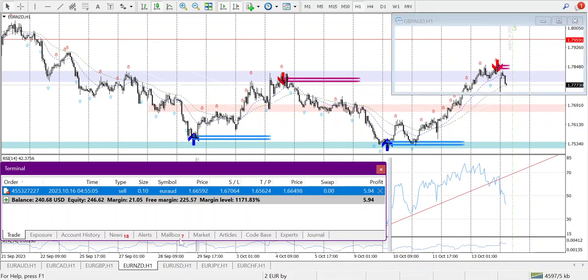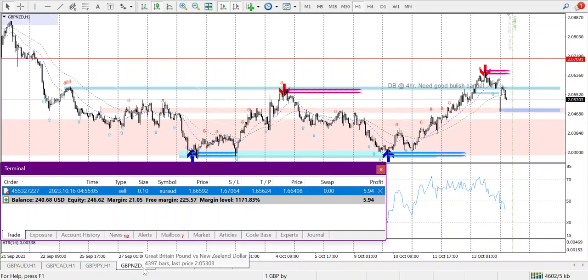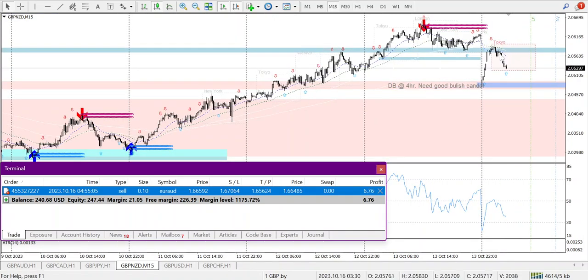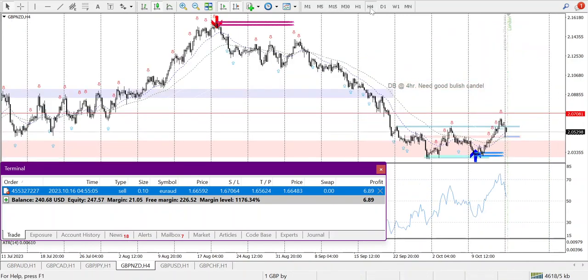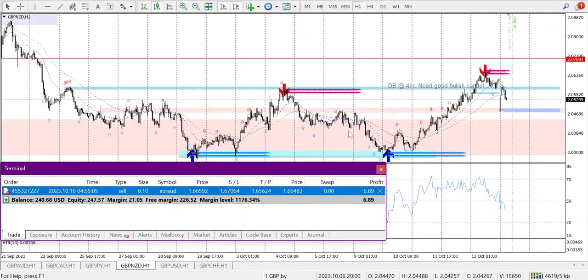GBP and JPY. Let me see GBP and JPY. It is still coming to this level, the zone area. 15 minutes. It's still going down. We started seeing the market around somewhere here. But doesn't matter.